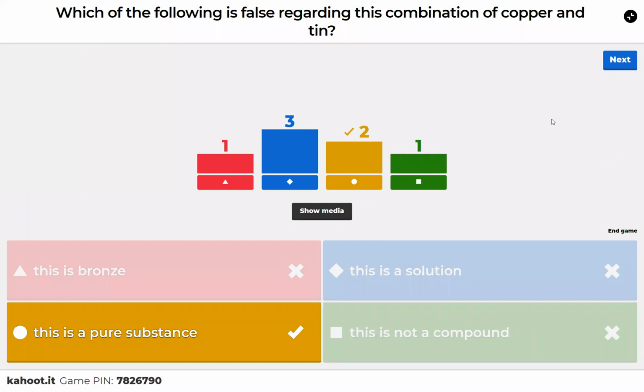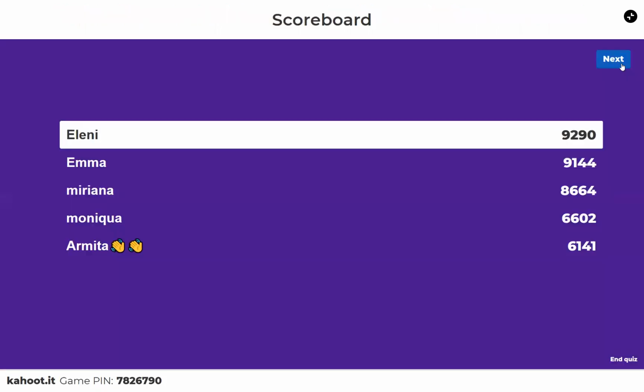It's not a pure substance. It would actually be a solution. That's something called an alloy. This is bronze. Bronze is a combination of copper and tin. Okay, next.